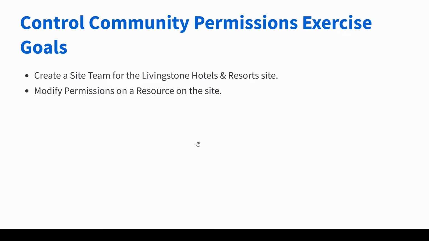This is our last exercise for Module 3. We're making good progress here. This will be a fun one. We get to create our first site team and modify the permissions for that. So we're going to create a site team for the Livingstone Hotels and Resorts site. And we'll go ahead and modify permissions on a resource on that site and then test it out.